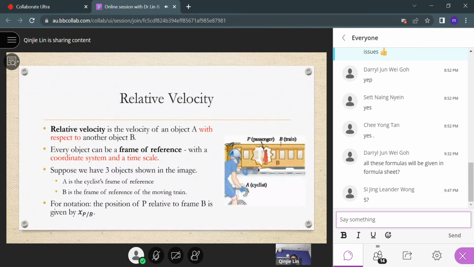If circular motion is okay, then we move on to the last part of these notes. Relative velocity.